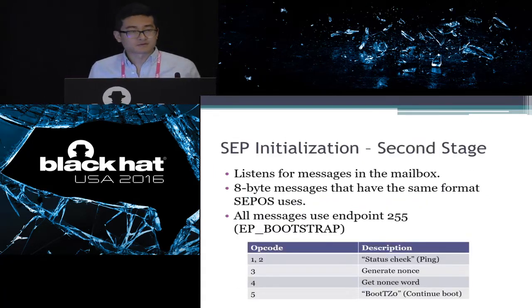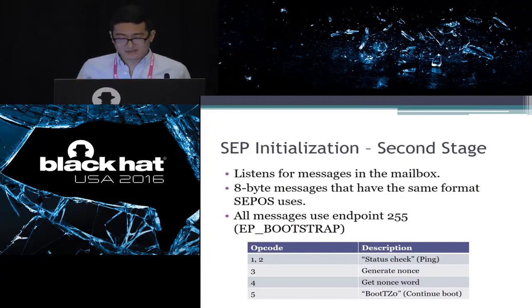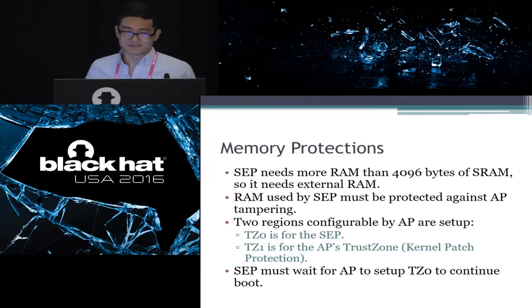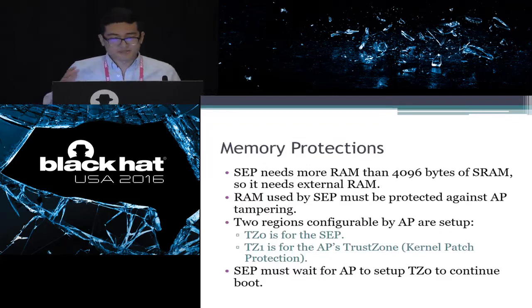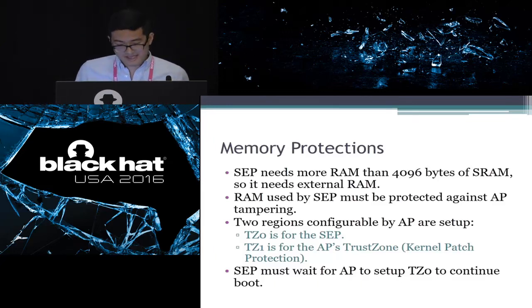I'm going to go over the details of how the SEP and AP communicate with each other in future slides, but suffice it to say that in this initial low capability state, it doesn't have a lot of capabilities. It can only generate nonces and get permission from the AP to continue to boot. Why does it need permission from the AP to continue to boot? Well, it needs to set up a protected area. It needs more than 4 kilobytes of RAM, so it needs to have access to the external RAM that it shares with the AP. And that RAM also needs to be protected from AP tampering with it. And that protection is actually partially configured by the AP.